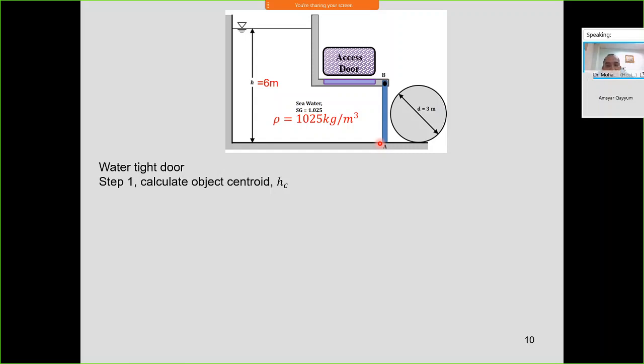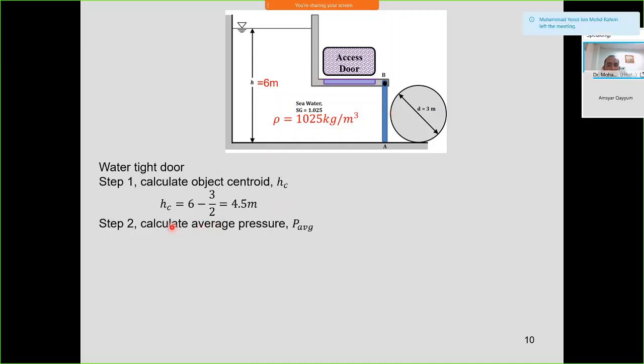First, you need to calculate the object centroid, HC. Where is the centroid? We already know the total H is 6 meter, and the door has a diameter of 3 meter. The centroid for a circle is located at the center of the circle. So the HC is 6 meter minus half of the 3 meter. 6 meter minus 3 over 2, you got HC is 4.5 meter from the surface. Okay, you got the HC.